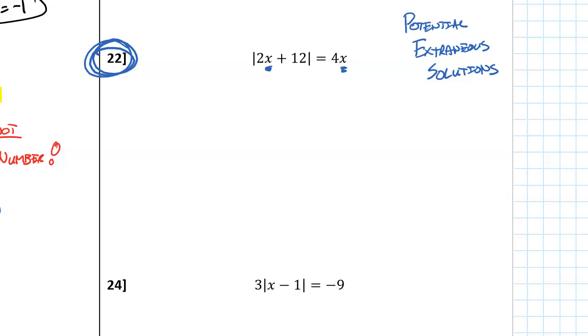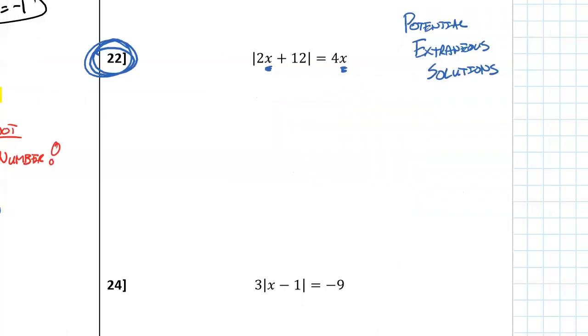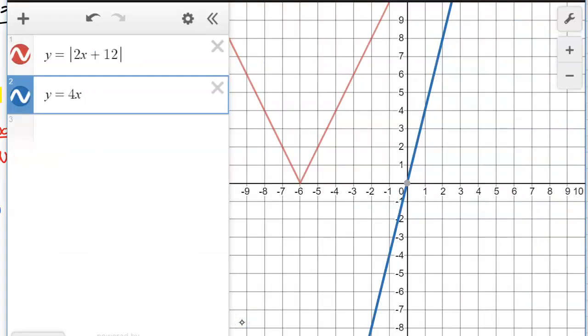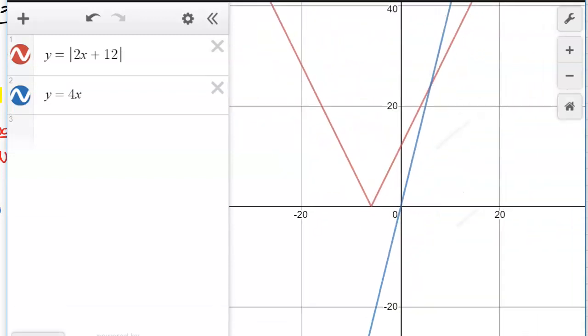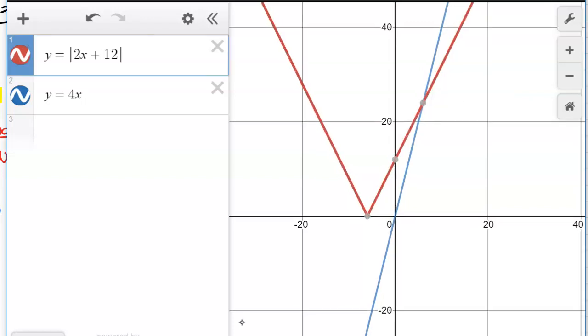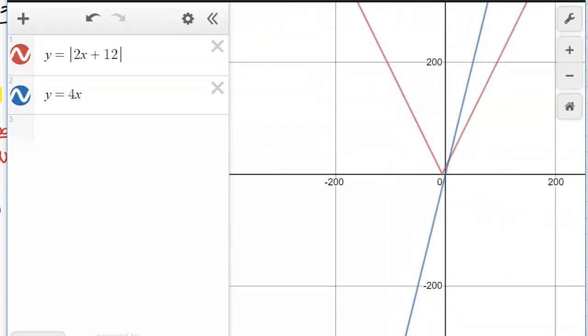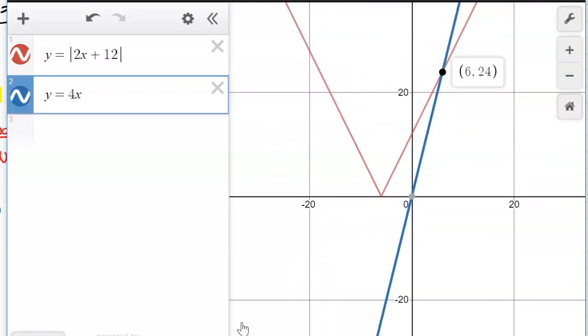So let's take a look at what this looks like graphing y equals absolute value of 2x plus 12 and y equals 4x. We see that we have an absolute value function and we have a linear function. And if we zoom out, we see that there is in fact only one intersection point, and that is at x equals 6. We keep zooming and zooming. It doesn't really matter. We're obviously going to see that there is just one intersection point. So when we're solving, we may get an extra answer. We only want to keep one of them.